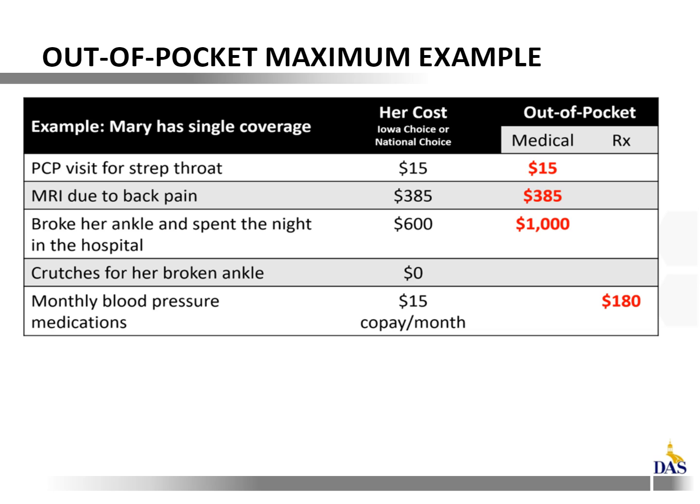Note that Mary has a monthly prescription for high blood pressure. Because there is a separate out-of-pocket maximum for prescription drugs, Mary will continue to pay her $15 pharmacy copay for this prescription monthly.